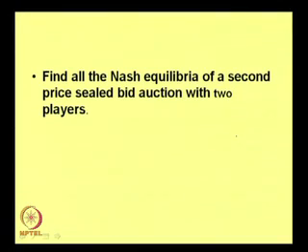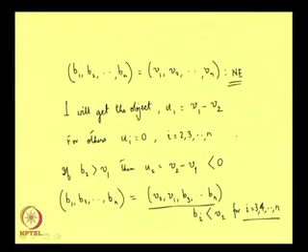Let us do one exercise which is a generalization of this framework. Find all the Nash equilibria of a second price sealed bid auction with two players. We have seen that there are plenty of possibilities of Nash equilibria here, and in particular it is not necessary that person 1 will get the object. It may happen that person 2 gets the object. So, if I take a simpler case of 2 people, not n people, just 2 bidders, then how will the complete set of Nash equilibria look like? So, let us try to solve this problem.